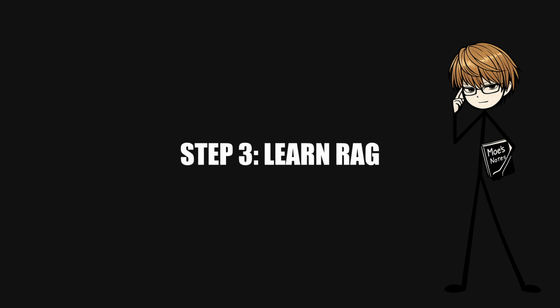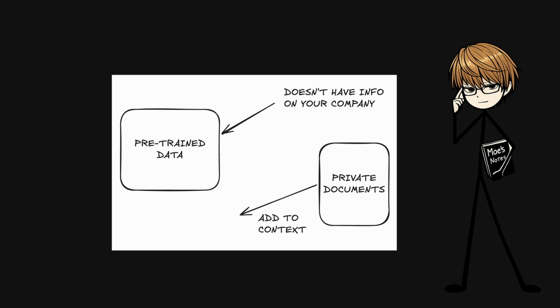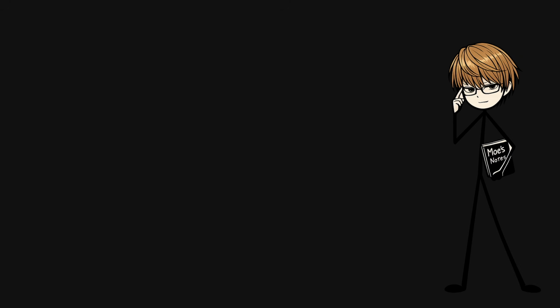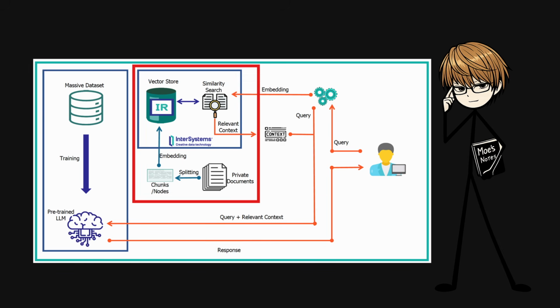Step 3. Learn RAG. This is one of the highest leverage skills you can learn because most useful AI apps need access to real information. RAG stands for Retrieval Augmented Generation, and the basic idea is simple. Well, it's actually quite simple. You're not going to have all the information you need in the pre-trained data, so oftentimes you need to provide additional context like company docs, for example.